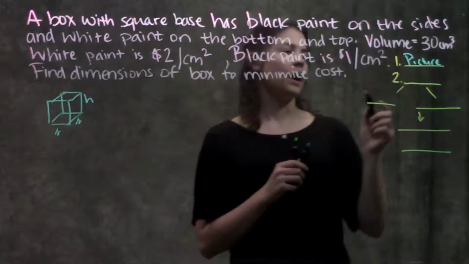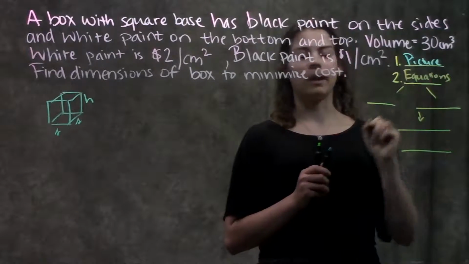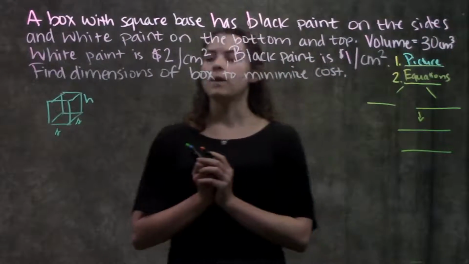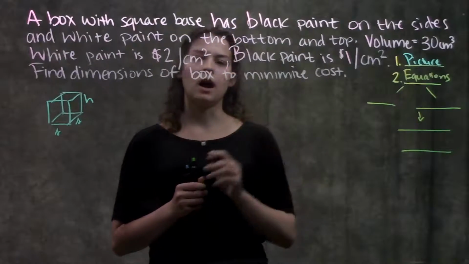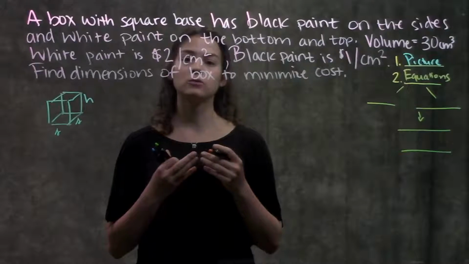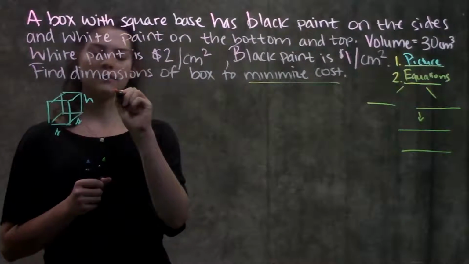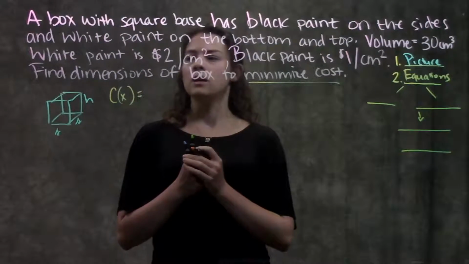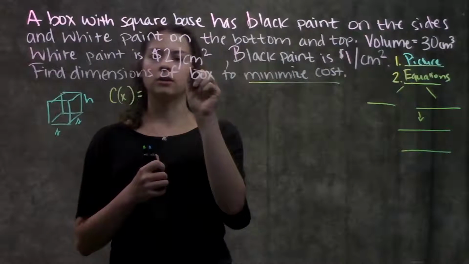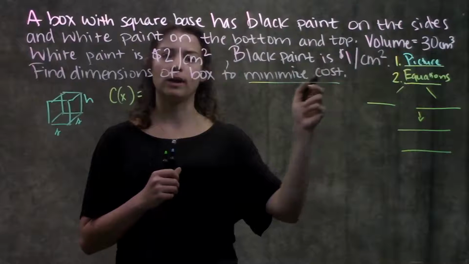Step 2 is we're going to come up with our equations. This is a lot of times the hardest part. What they're asking for is the dimensions of the box to minimize the cost. So we'll need to come up with some sort of cost equation because that's what we want to minimize. So our cost function, let's say C of X, is, well, what are we buying? We have white paint for $2 per centimeter squared, black paint for $1 per centimeter squared.